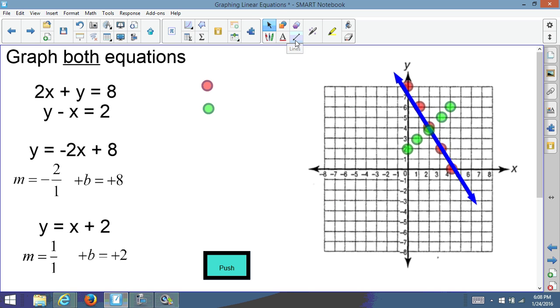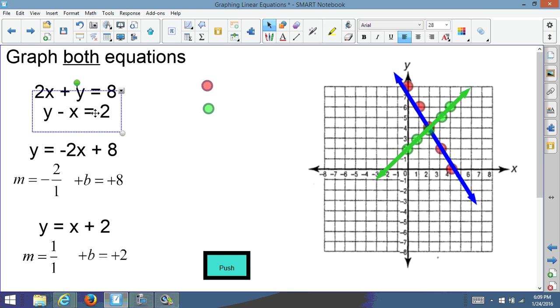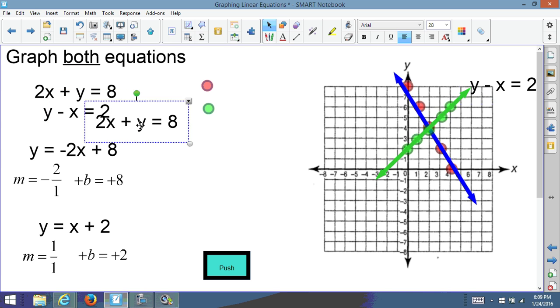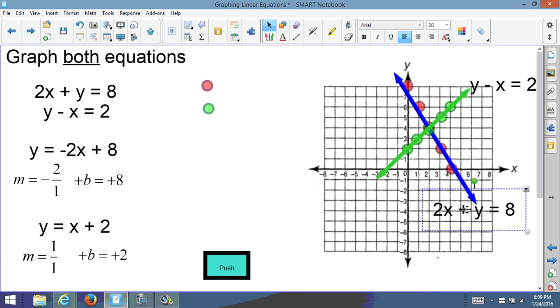And let's get another line tool. We got enough points there. Let's use this green line and draw it right through. So we have our 2 lines. So our green line was y minus x equal 2, and our red line was 2x. Our blue line was 2x plus y equal 8.